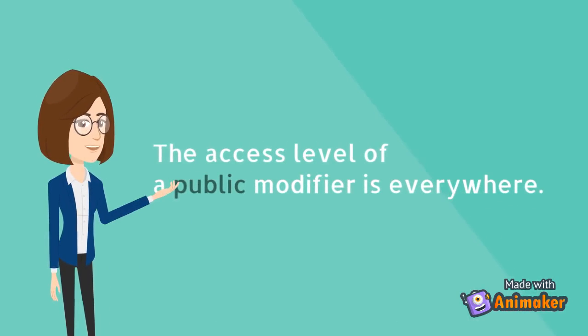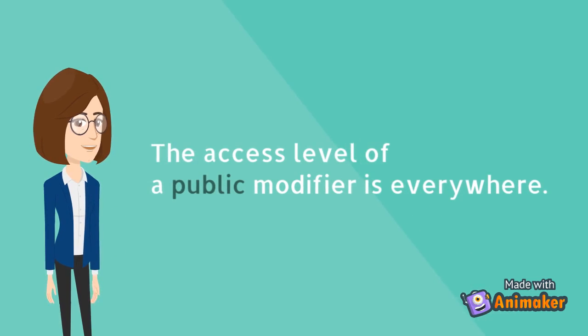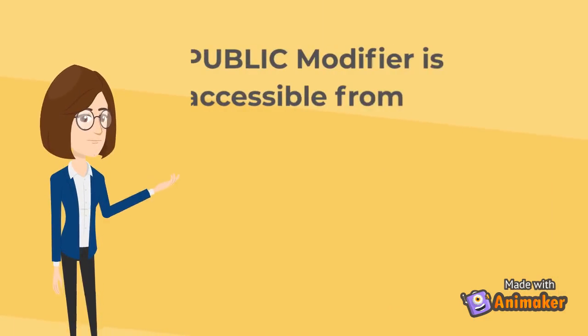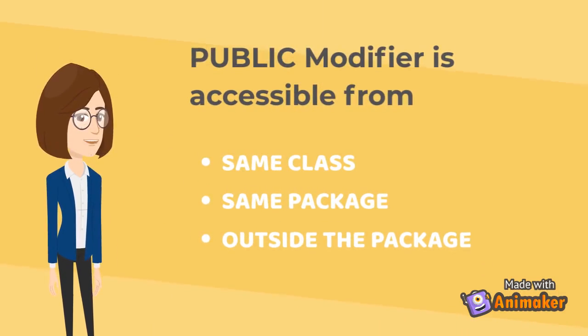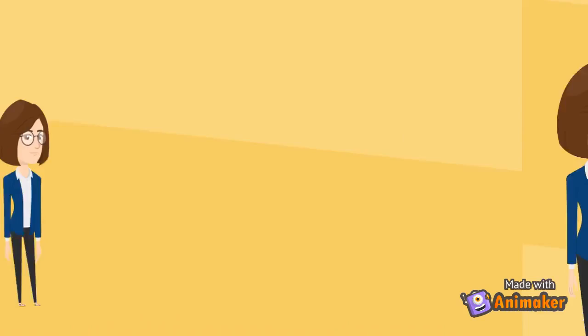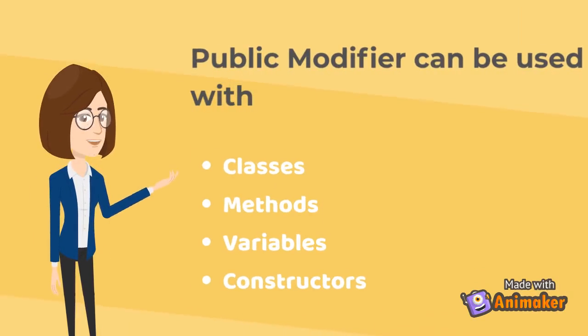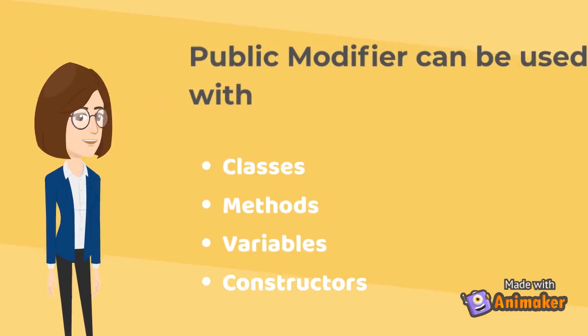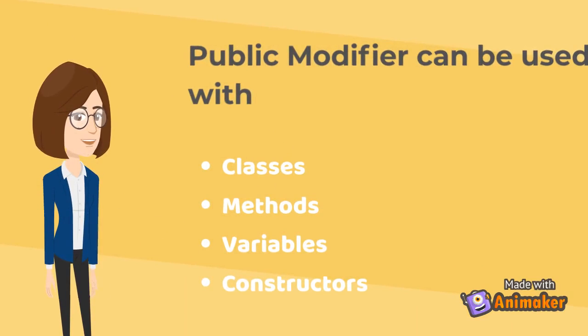The access level of a public modifier is everywhere. That is, the classes or the data members declared as public can be accessed from anywhere. The public modifier is accessible from the same class, same package, and also from outside the package. The public modifier can be used with classes, methods, variables, and constructors.